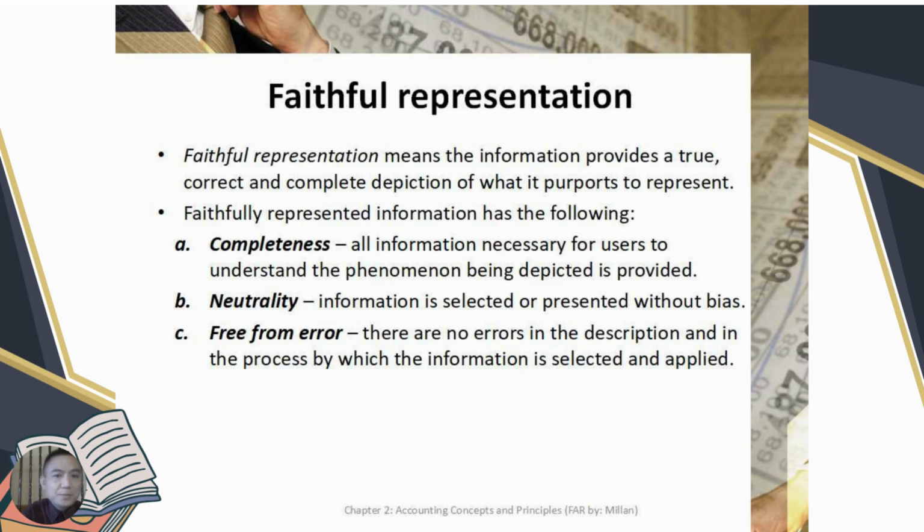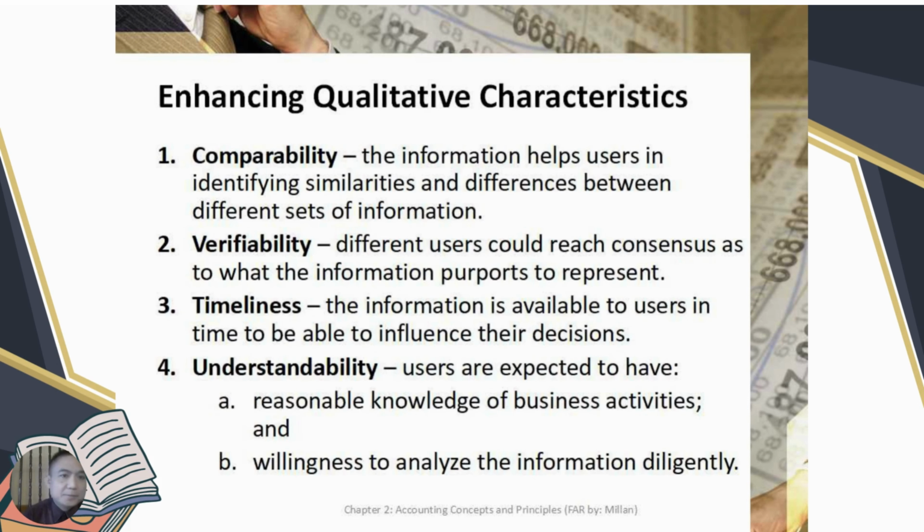Neutrality, information is selected or presented without bias. You need to be neutral. You need to present all the data based on the reality of that data. Free from error. There are no errors in the description and in the process by which the information is selected and applied. Enhancing qualitative characteristics, comparability. The information helps users in identifying similarities and differences between different sets of information.